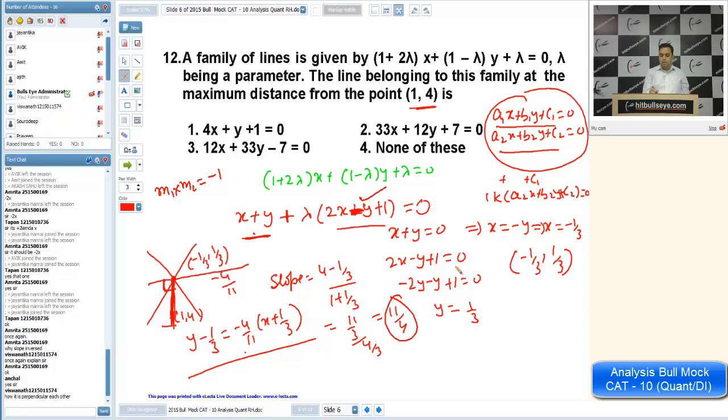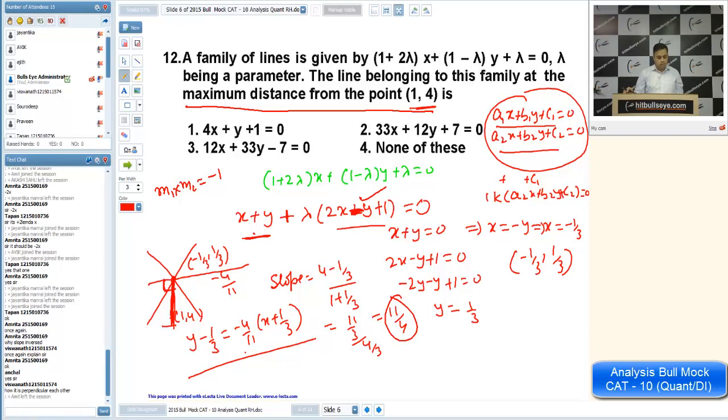Okay, how it is perpendicular to each other? Because the question is asking about the maximum distance from point 1, 4. So whenever we are talking about the distance in coordinate geometry, the distance is always the perpendicular distance. Okay.